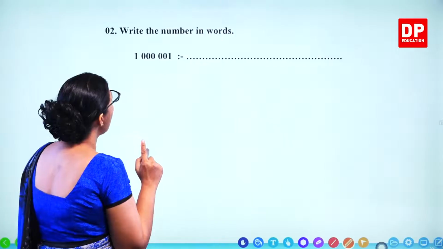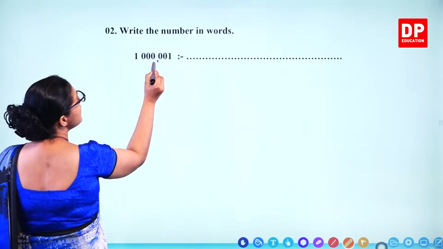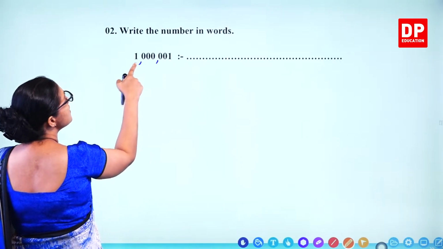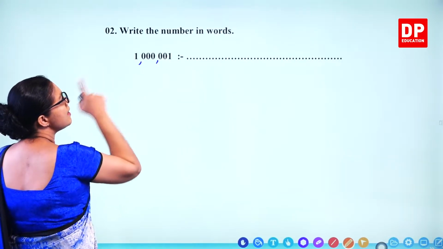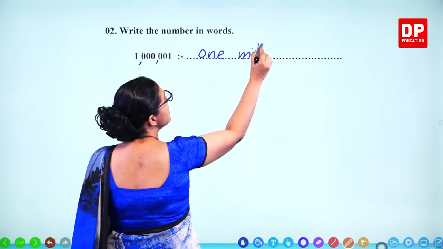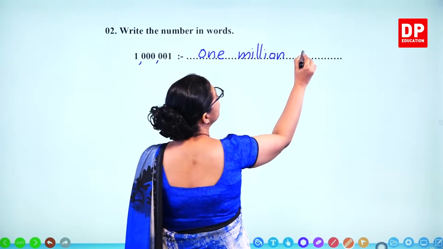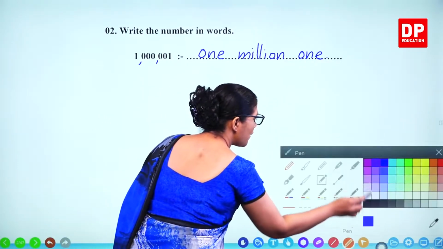Question number 2, write the number in words. So this is 3 digits here, 3 digits. So what is this place? This is million place. 1,000,001. So you get 2 marks for that.